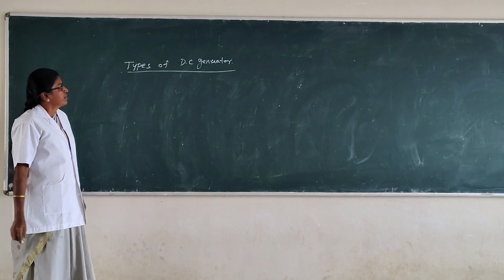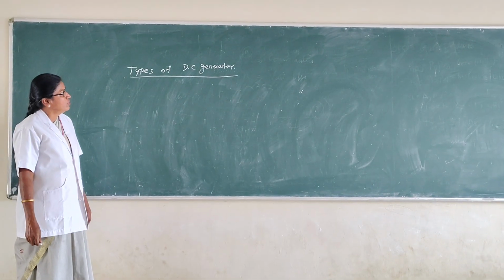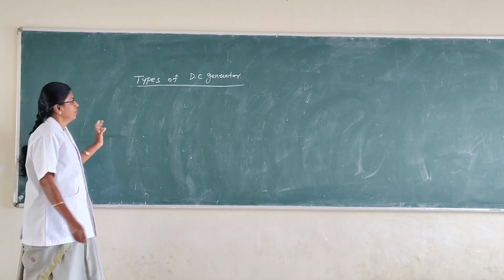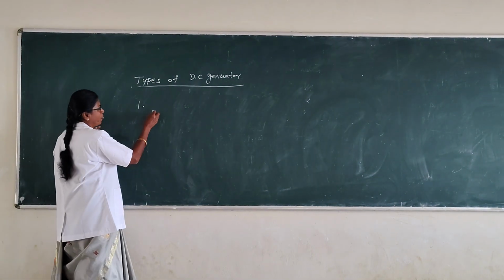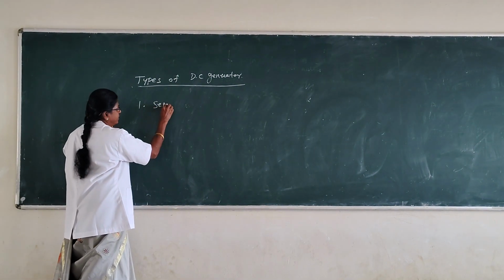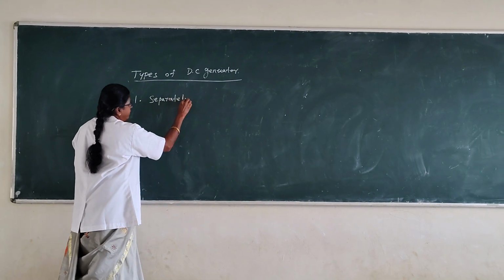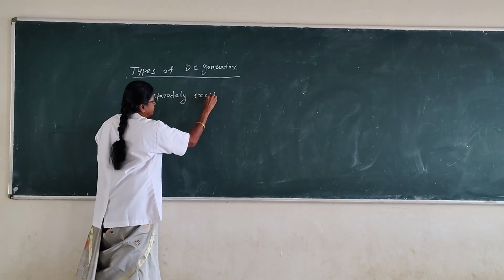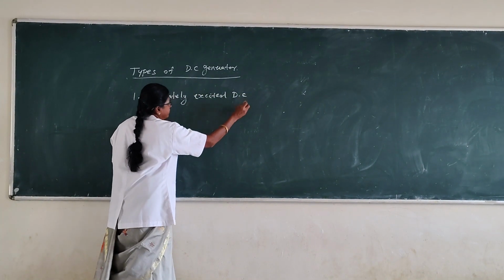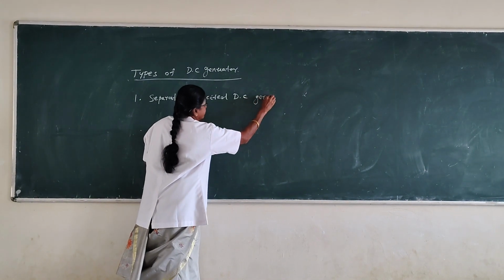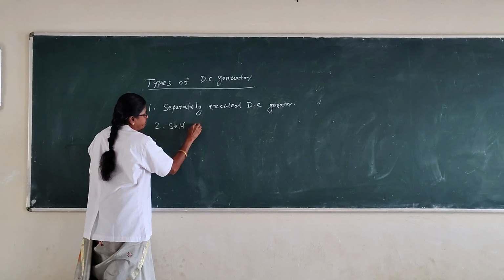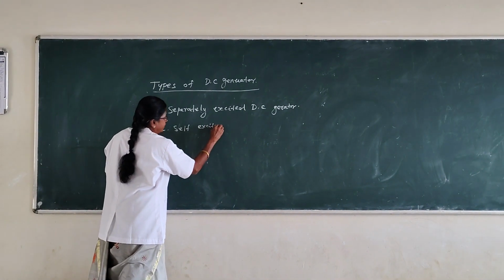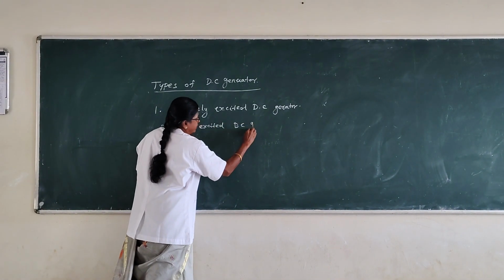Here DC generators can be classified according to the field excitation. So here there are two types of DC generators available. One is the separately excited DC generator. Another one is the self-excited DC generator.